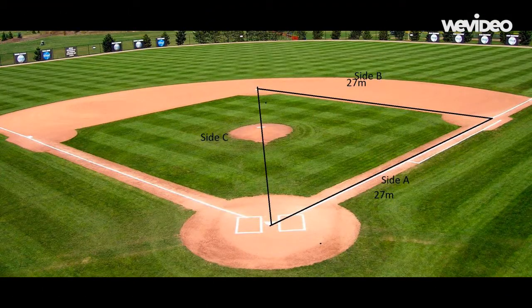In baseball, there's usually a play where a base runner will steal and the catcher has to make a throw down to second base. So we know that the distance between each base, like from home to first, is 27 meters, or 90 feet if you want to do it in imperial. And we can figure out how far the throw is because the bases form a right angle. So let's take a look.